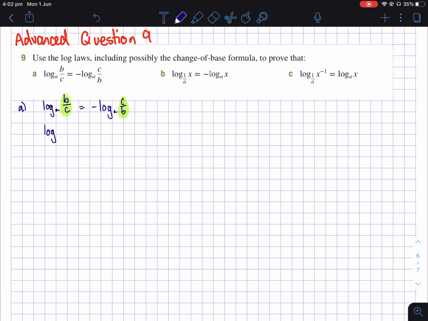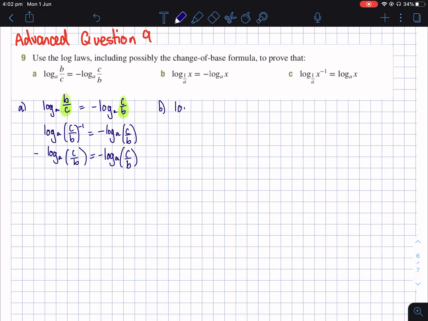So for example, if I have log base A of B on C, well, that's the same as C on B to the -1, isn't it? And I'm just writing the right hand side down the same. Now I can take that -1 out the front. And now I've proved it's the same left hand and right. So you just have to keep fiddling with them until it's the same left hand and right side.